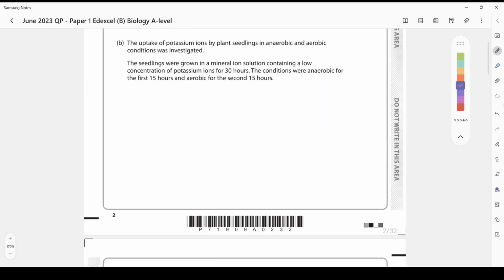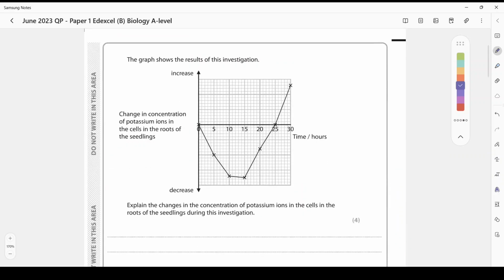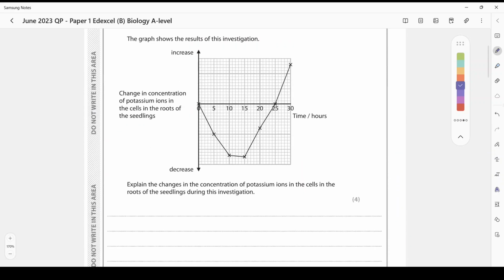Part B. The uptake of potassium ions by plant seedlings in anaerobic and aerobic conditions was investigated. The seedlings were grown in a mineral ion solution containing a low concentration of potassium ions for 30 hours. The conditions were anaerobic for the first 15 and aerobic for the second 15 hours. So it was anaerobic first, and then it was aerobic for the second 15 hours.